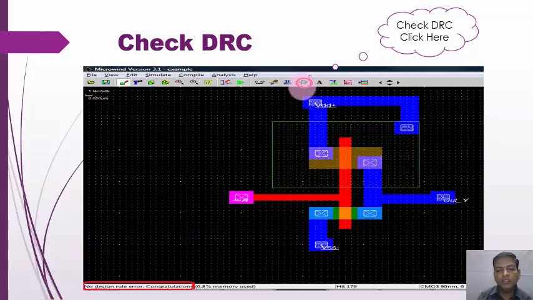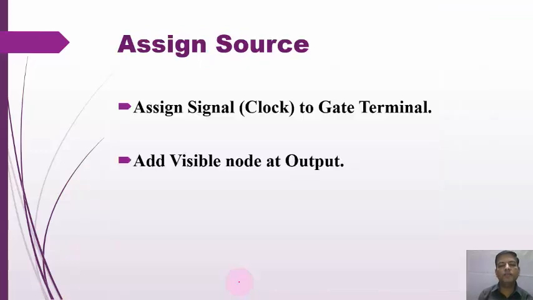So here we have to click the DRC button, check DRC. Then it may show no design rule error and again give a congratulations message. So as far as the layout of the inverter is concerned, if your layout is as per the rules, as per the rule check, it will show no design rule error. Everyone can understand how to check DRC.